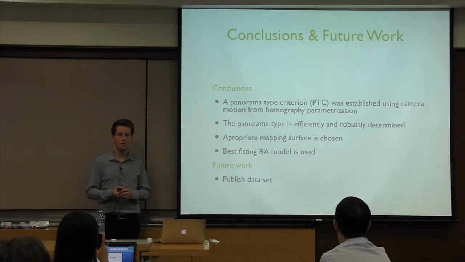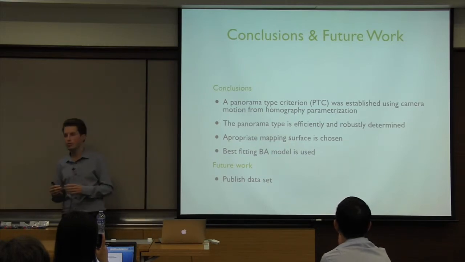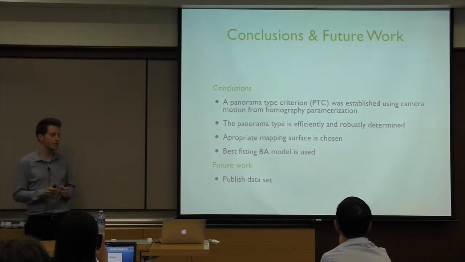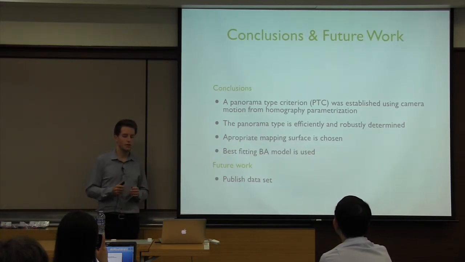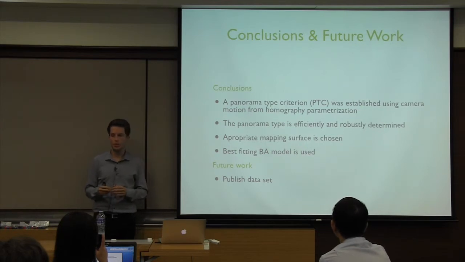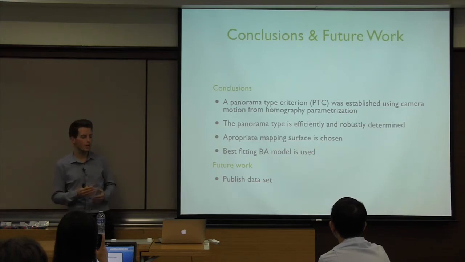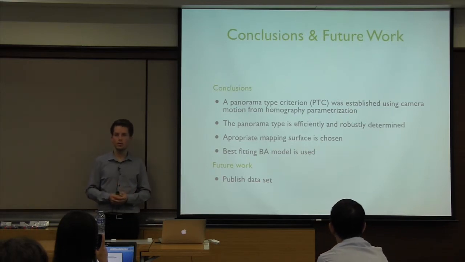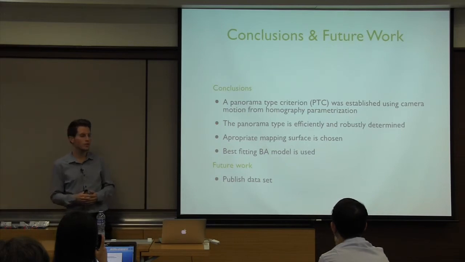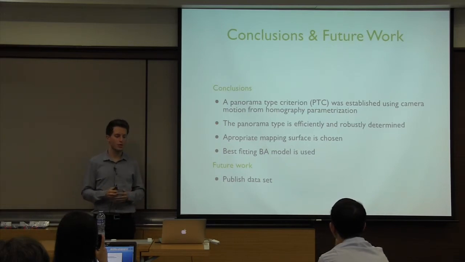To draw some conclusions, we established a panorama type criteria which uses the camera motion, and the camera motion is obtained from the homography matrices. It is very efficient and robust. It works on all data sets that we provided. Once we establish the panorama type, we can choose an appropriate mapping surface, and we can also choose the appropriate bundle adjustment model. In the future, we would like to publish this data set and extend it a little bit so that we can use it for further research.